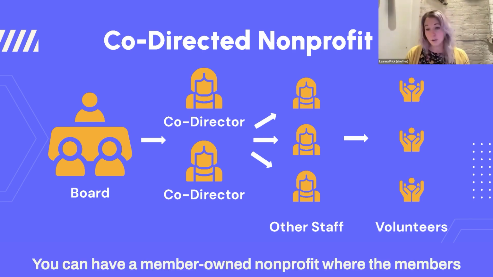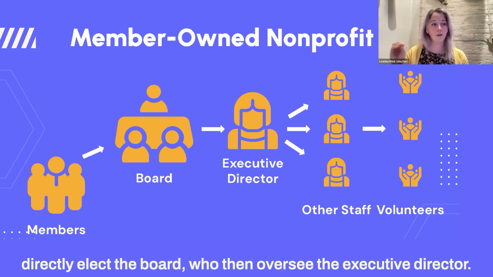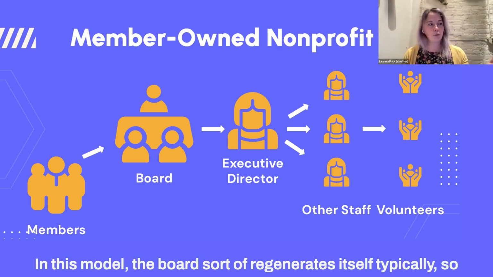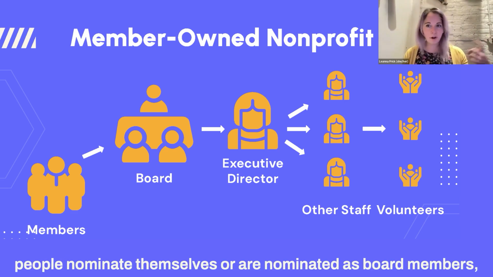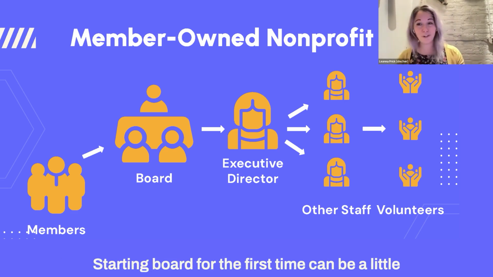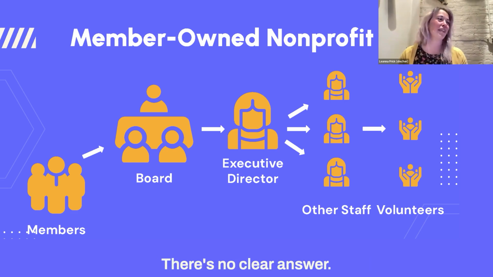You can have a member-owned nonprofit where the members directly elect the board, who then oversee the executive director, who oversees other people. In this model, the board sort of regenerates itself typically. So people nominate themselves or are nominated as board members, and the board votes about who else should be on the board. Starting a board for the first time can be a little tricky, right? Because who picks the first board? There's no clear answer. Staff, usually.